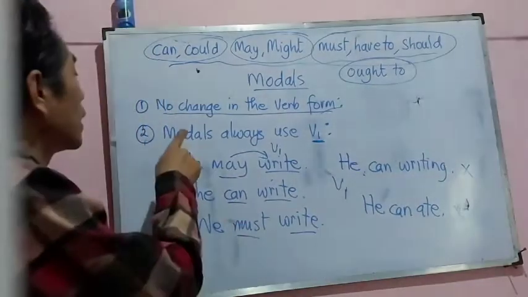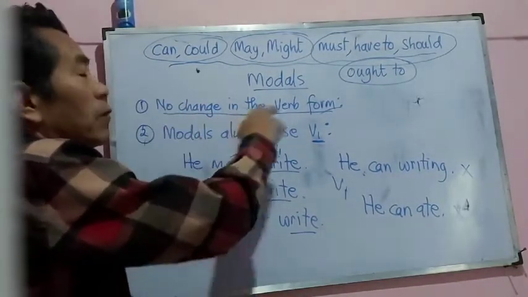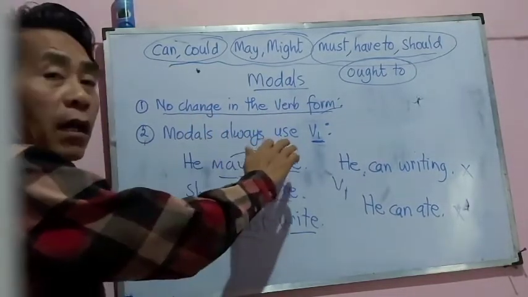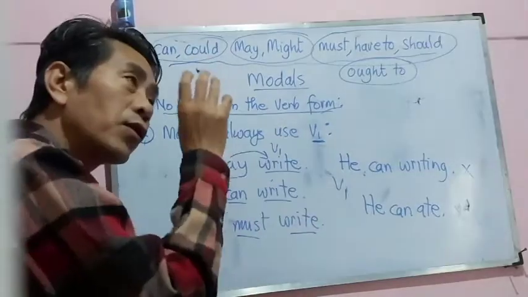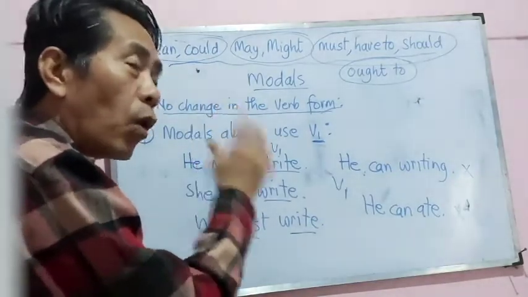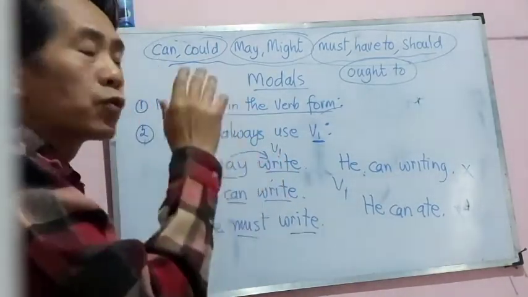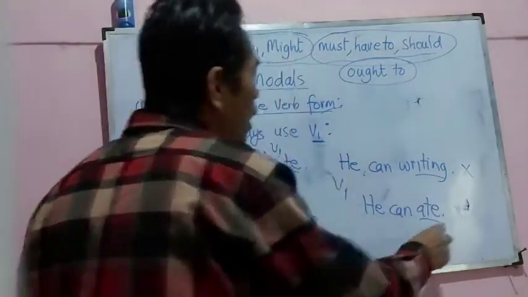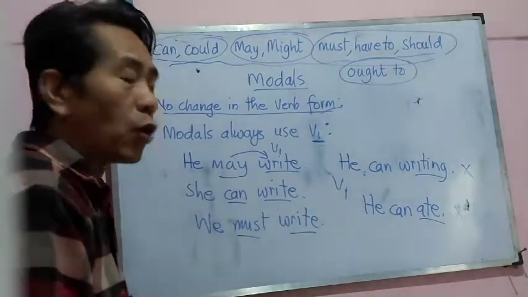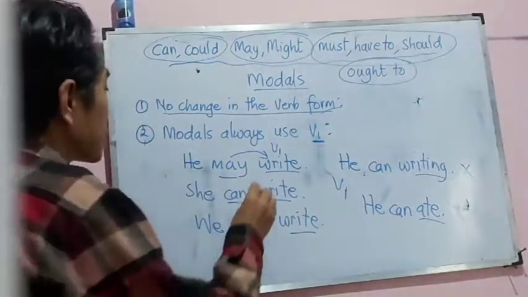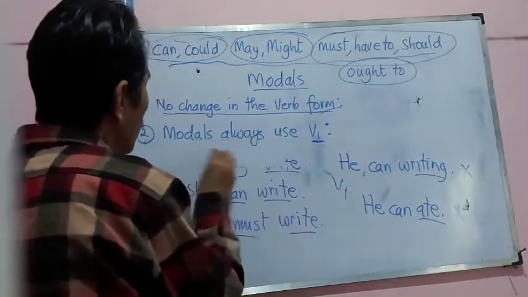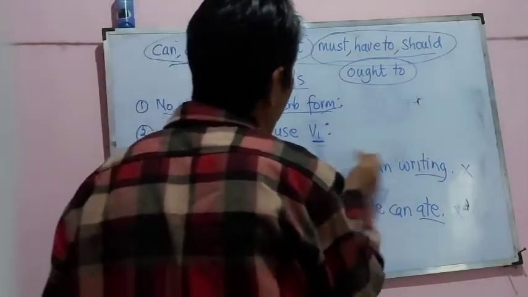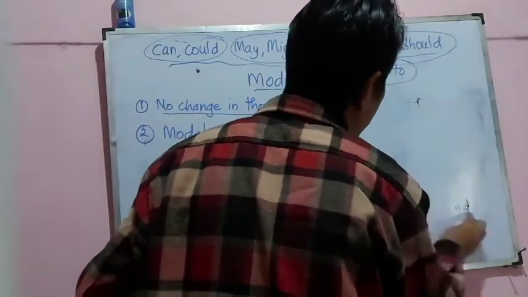Okay, what is the first one? The first one is the verb form will never change. The second one is the models will always use verb one. Whenever you use models, you have to use verb one. Don't think about other forms of verb, ing or verb two or ed like this. So that is the second thing you have to learn about the models.